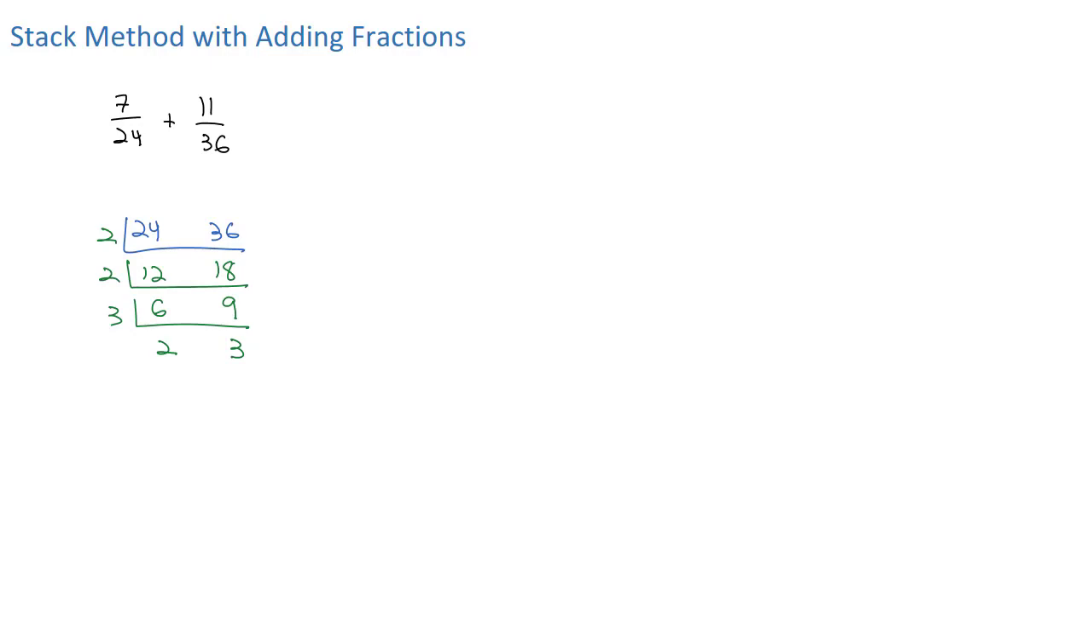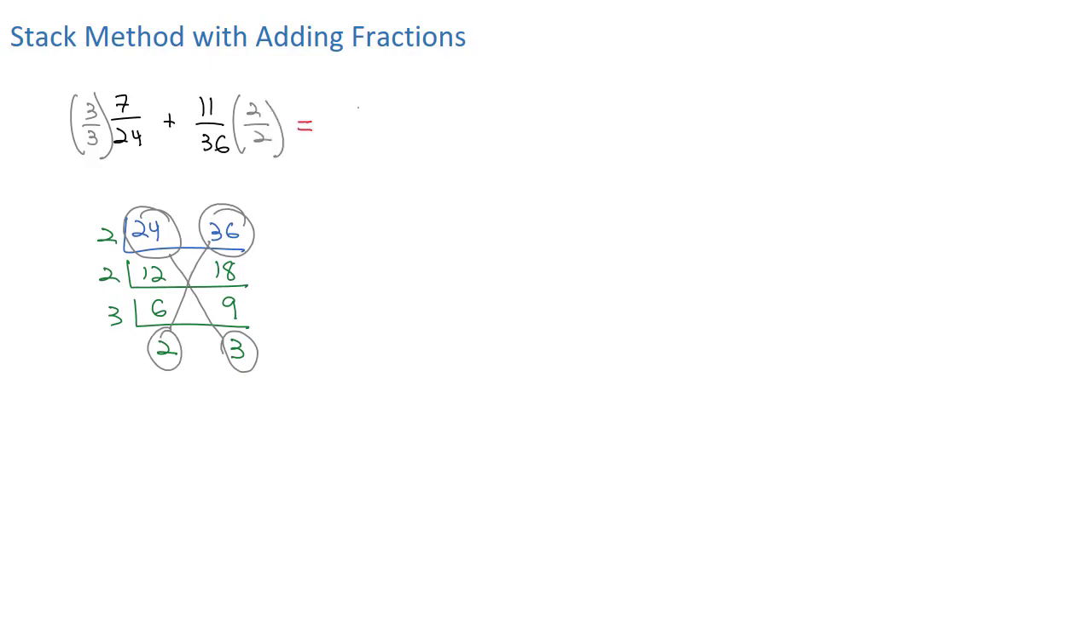What's really nice about the stack method, though, is when I'm adding fractions, it tells me the denominator with 24 needs to be multiplied by the diagonal number of 3. So I'm going to multiply the denominator of 24 by 3 over 3. The denominator of 36 needs to be multiplied by 2. I'm going to multiply by 2 over 2.